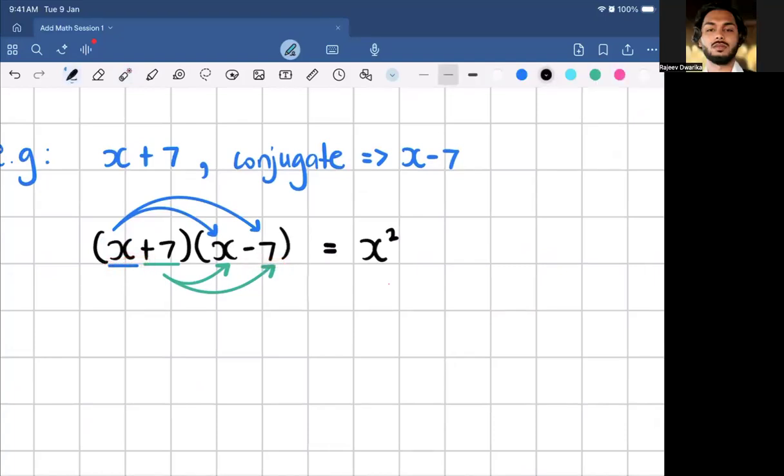Then we have x by minus 7. What is x by minus 7? So just combine x. Minus 7x. Yeah, minus 7x. Right? So we've finished multiplying everything by x. We're going to move on to 7 now. So what is 7 by x?